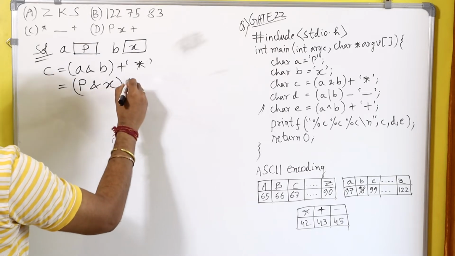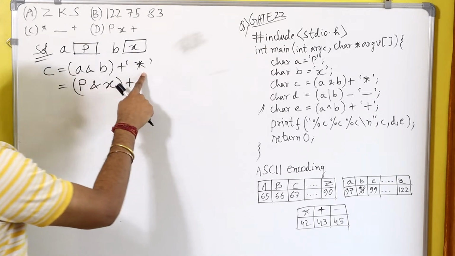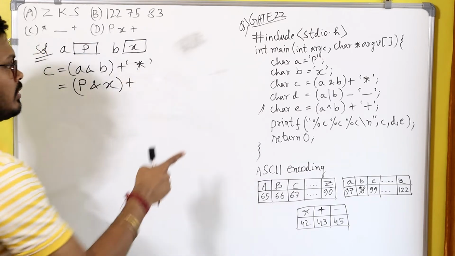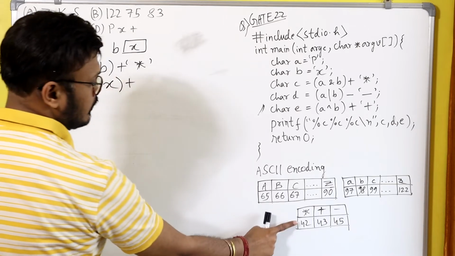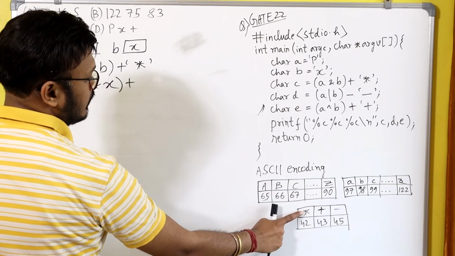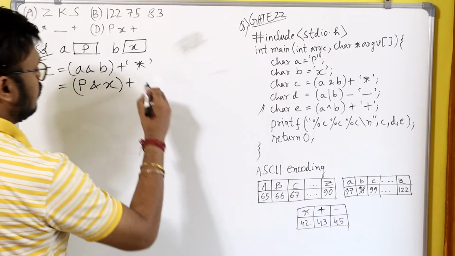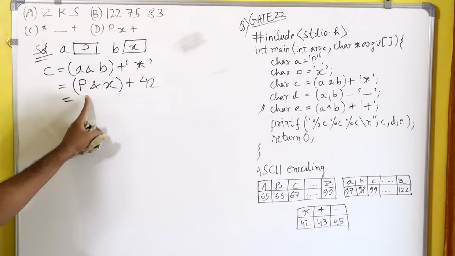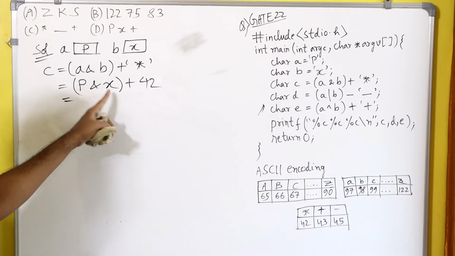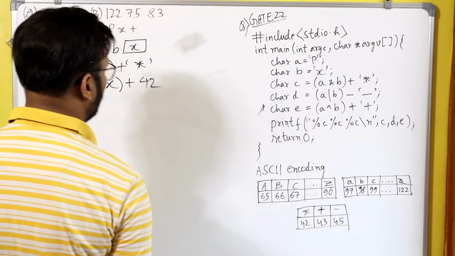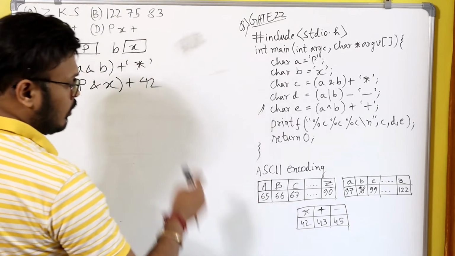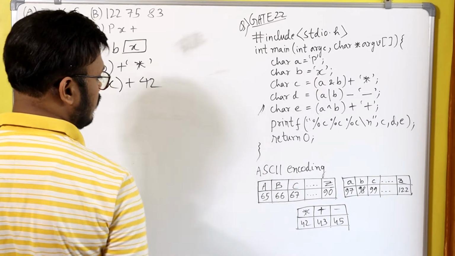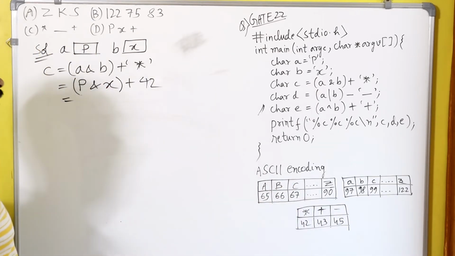And then plus, then star. You see star. So what is the value corresponding to this star? You have to write down the ASCII value, and it is given here. Star has the corresponding ASCII code 42. Just write here 42. So now you have to write down the ASCII code of capital P and small x. What is the ASCII code of capital P? You see, for capital A it's 65, for capital B it's 66, for capital C it's 67. So just in the same way you calculate.